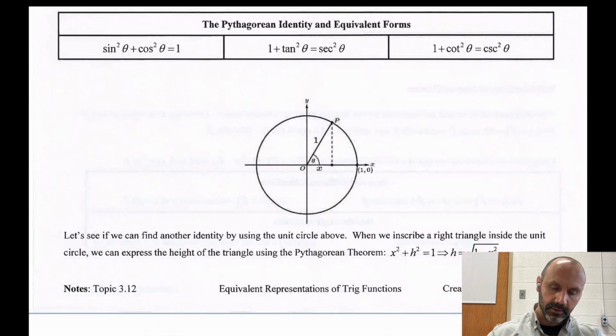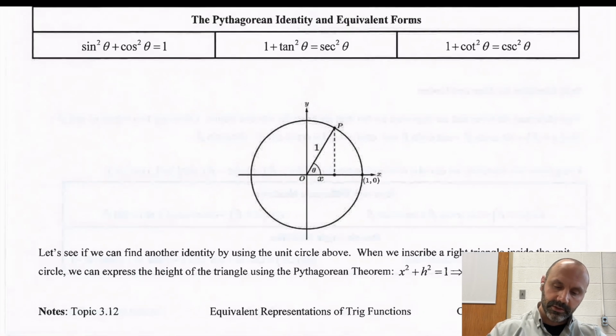Let's take another look. Okay, so if instead of calling this vertical y, we call it h, we can come up with an expression for what h is, because then we apply the Pythagorean theorem: x squared plus h squared equals 1. Okay, and then if we solve for h, we get h equals the square root of 1 minus x squared. So now we have another expression for what h is.